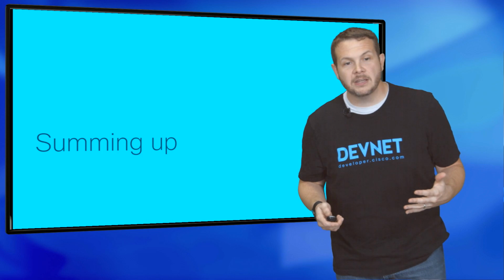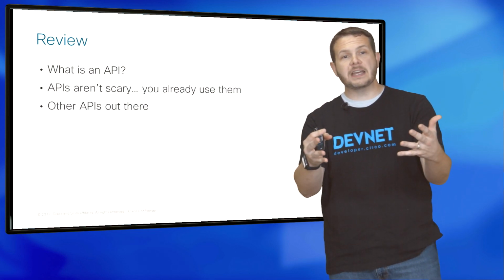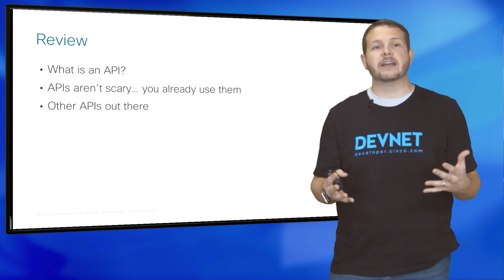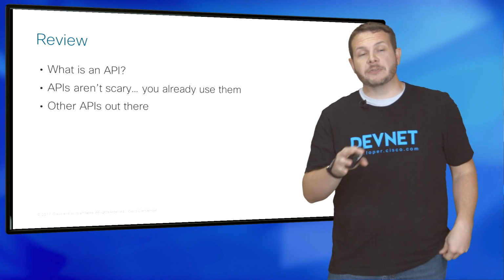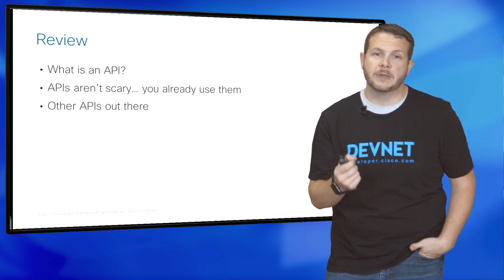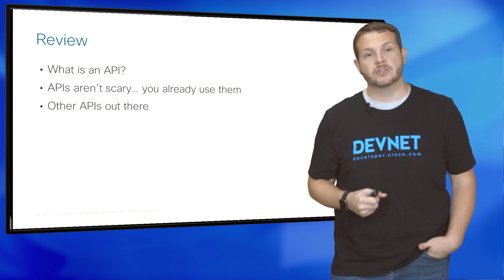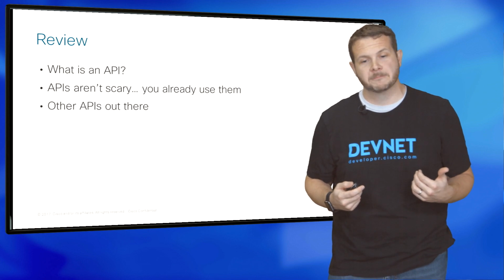Now, in summary, we've talked a lot about APIs. We defined what an API is, application programming interface, and recognized that they're not complex or scary. In fact, we're already using them. We went through a series of different APIs that will be important for us to understand and become familiar with as we build automation scripts and expose ourselves to network programmability.